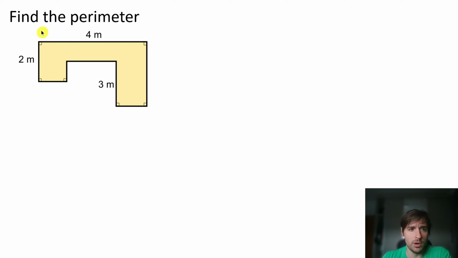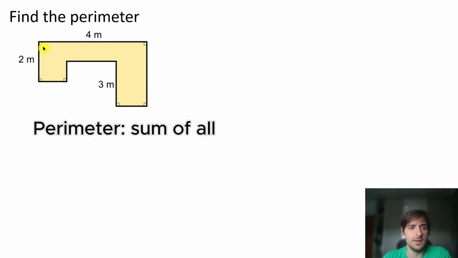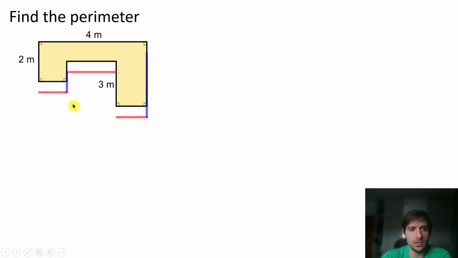Hey guys, so let's solve this problem that is asked to find the perimeter of this geometric figure. So the perimeter is the sum of all the sides of the geometric figure. Note that the sides that we do not know are the ones in red and the ones in blue. So let's start with the horizontal ones.